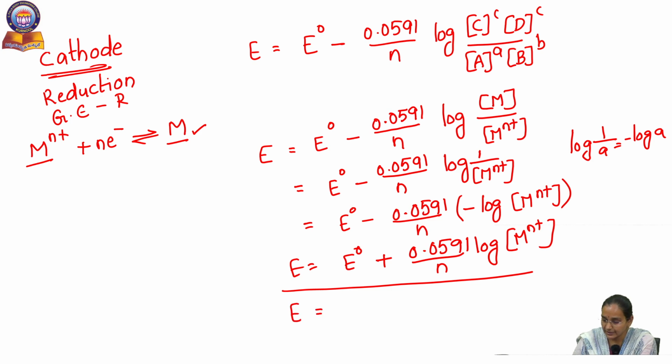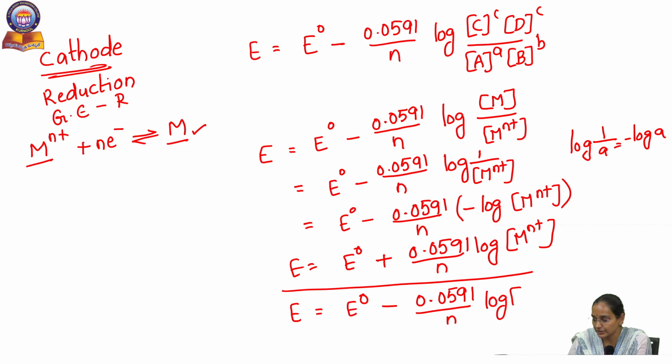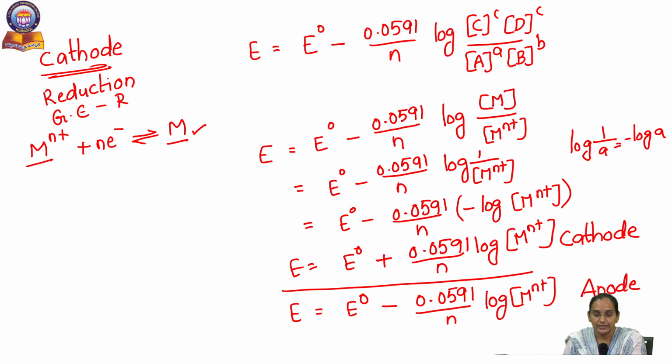And to calculate the electrode potential of the anode, we write E equals E naught minus 0.0591 by n into log of the concentration of M n plus. This is for the anode and this is for the cathode. So in this video, we derived the Nernst equation to calculate the EMF of the cell and to calculate the electrode potential for the cathode and anode.